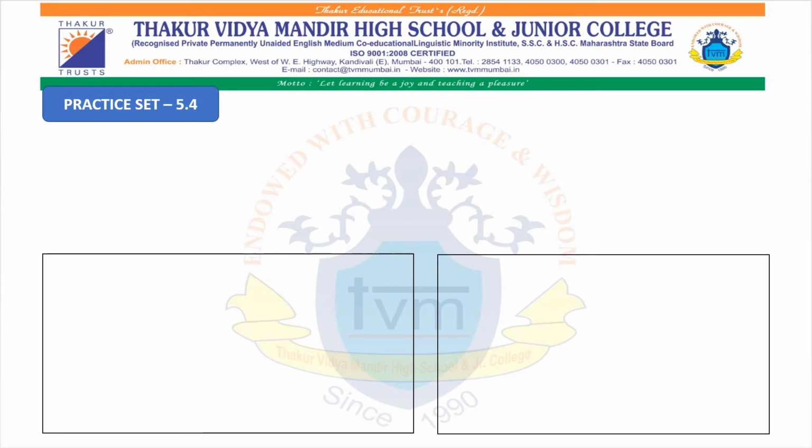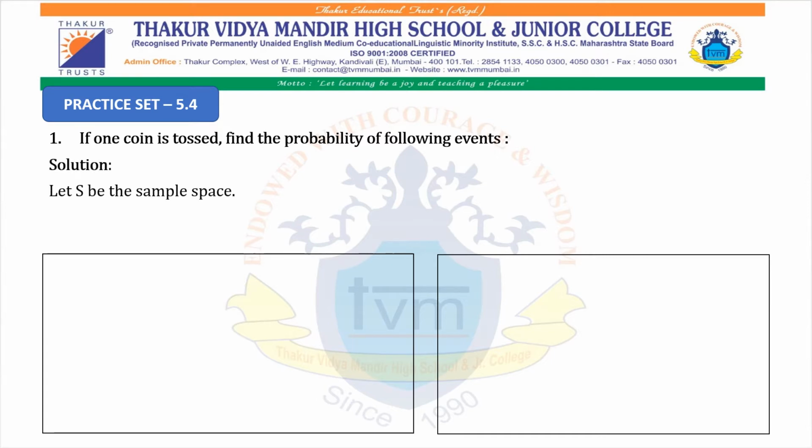Practice set 5.4. Question 1. If one coin is tossed, find the probability of the following events. Solution. Let S be the sample space. When one coin is tossed, S = {HH, HT, TH, TT}. Therefore, n(S) = 4.